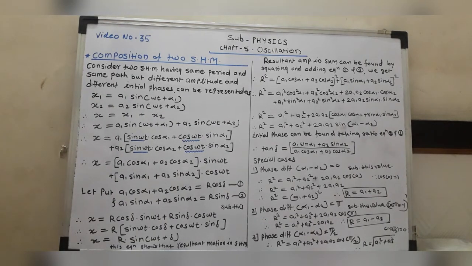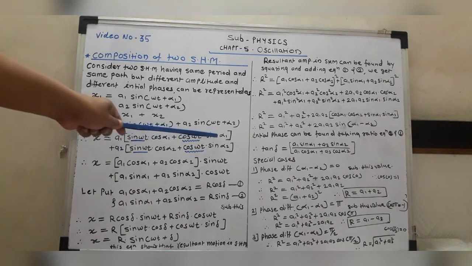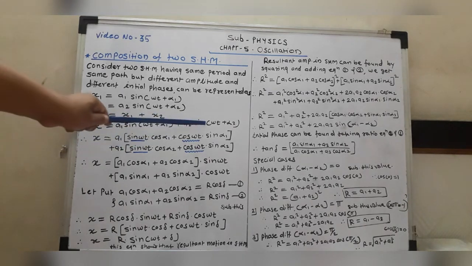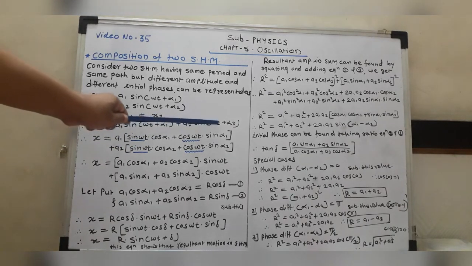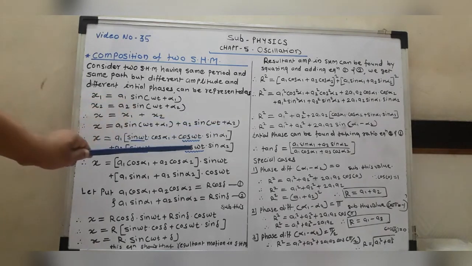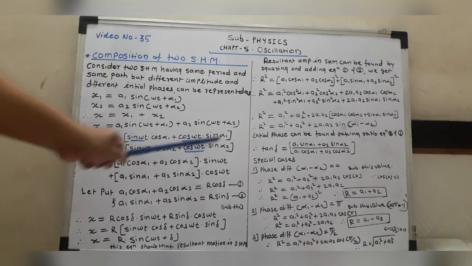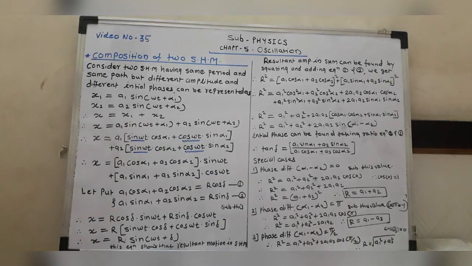By using the trigonometric relation for sin(A plus B), we expand in terms of sin omega t and cos alpha 1. Then x is equal to a1 into bracket sin omega t cos alpha 1 plus cos omega t sin alpha 1. In the same way, plus a2 into bracket sin omega t cos alpha 2 plus cos omega t sin alpha 2. You have to remember the rule: sin cos plus cos sin. By using these rules we can write it.